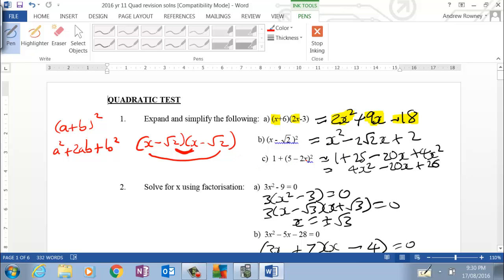The third one is also a perfect square, but we just add on one after we finish that. So 1 plus 25 giving us our 26.